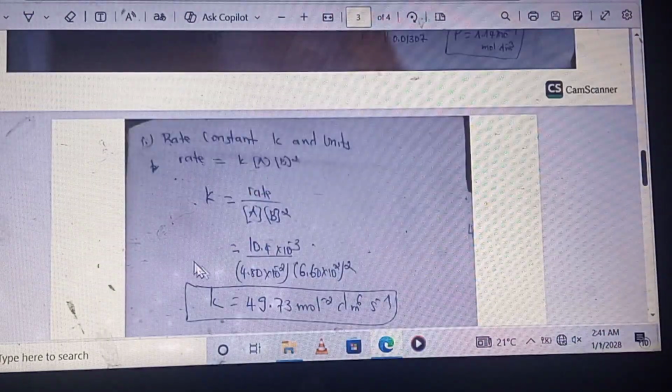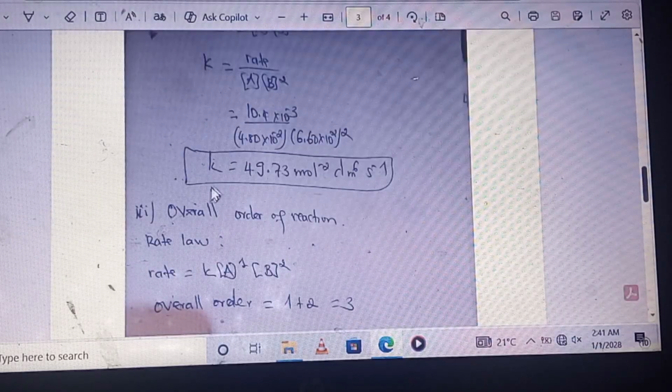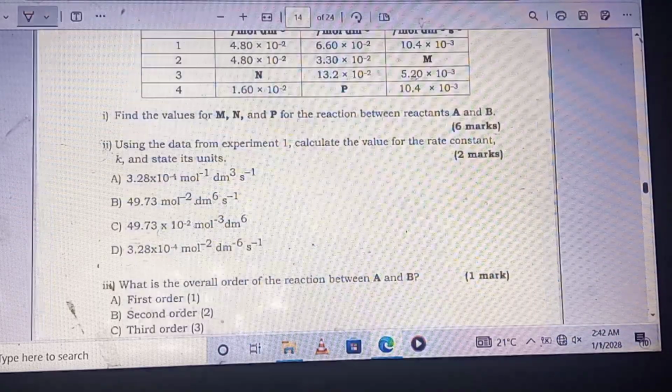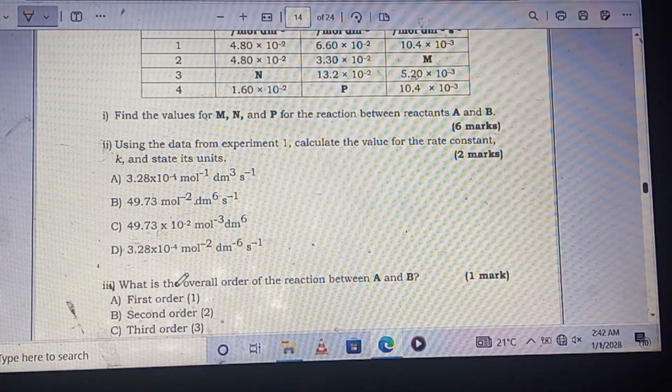As you see, this is the rate constant we calculated in step 2, K equal to rate over concentration A times concentration B squared. You see that K is equal to 49.73 mole to the power negative 2 decimeter power 6 second power negative 1. Means that the correct answer here is letter B.